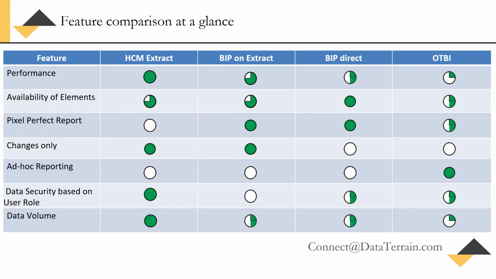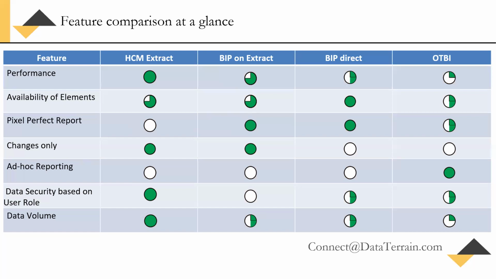And the third column is BIP direct, BI Publisher. We can directly build, as I said earlier, with SQL development, a report, and we can create a pixel perfect report in BIP using an RTF template. And the last one is OTBI, Oracle Transactional Business Intelligence. Oracle has already given the RPD with the subject areas. For payroll we have a subject area, for benefits we have a subject area.